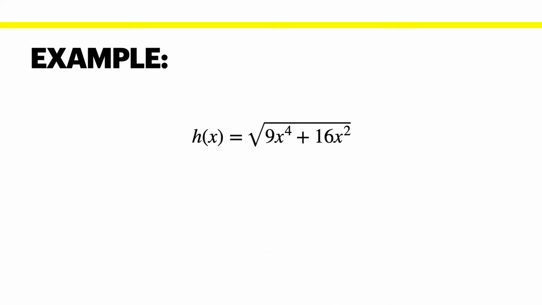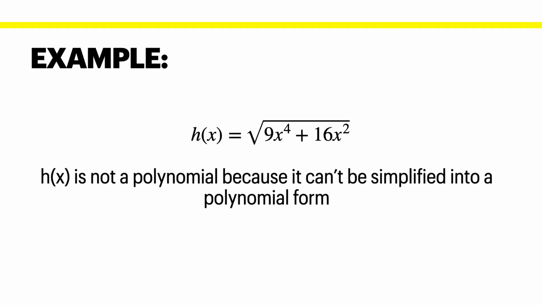We have a square root. h of x is equal to the square root of 9x to the fourth plus 16x squared. Sometimes this may or may not be a polynomial. It depends on the value inside. Sometimes there are perfect square polynomials, and if you're able to reduce it into its more basic form, then yes, it is a polynomial. But in this case, h of x is not a polynomial simply because it can't be simplified into a polynomial form.